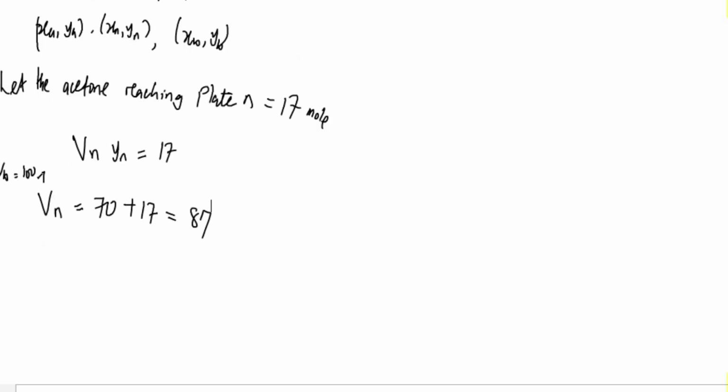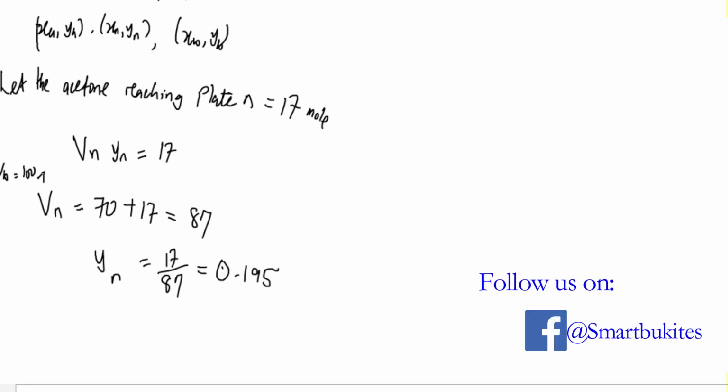Since my Vn is 87, I can account for Yn. Yn is equal to 17 over Vn, that's 17 over 87, which is 0.195. So now I've also accounted for Yn.